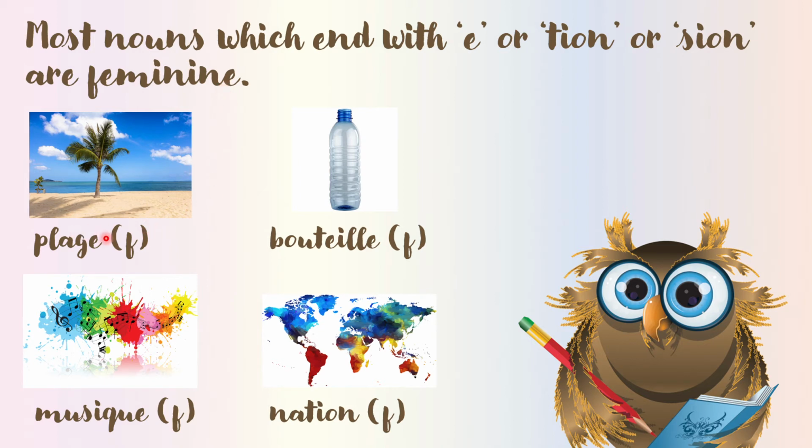For example, plage is the beach, feminine because it ends with E. Bouteille is a bottle, ends with E, it is feminine. Musique is music, it ends with an E, it is feminine. Nation is a nation or a country, it ends with tion, it is feminine. For an example of a sion word, you have compréhension, okay, that is feminine. So most nouns ending with E or tion or sion are feminine.